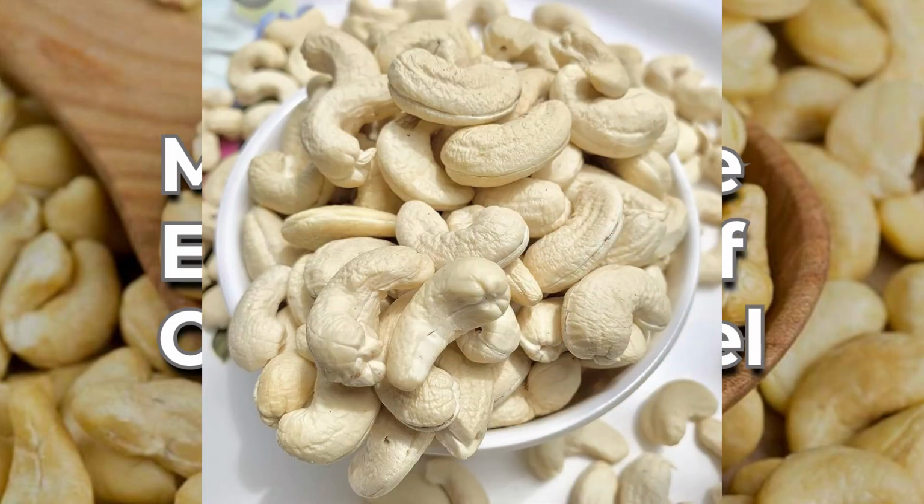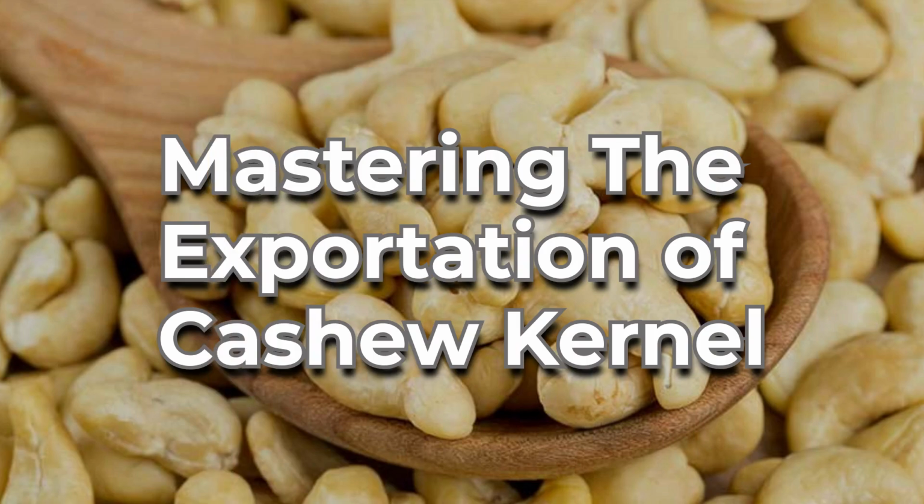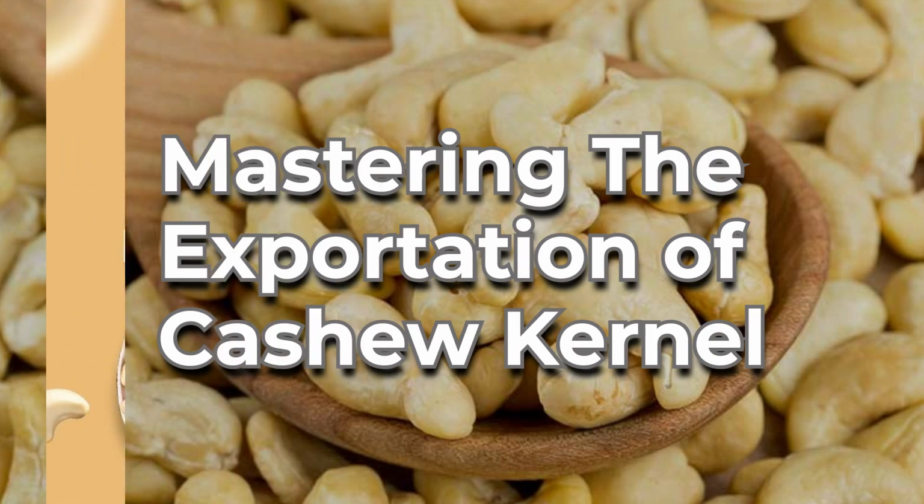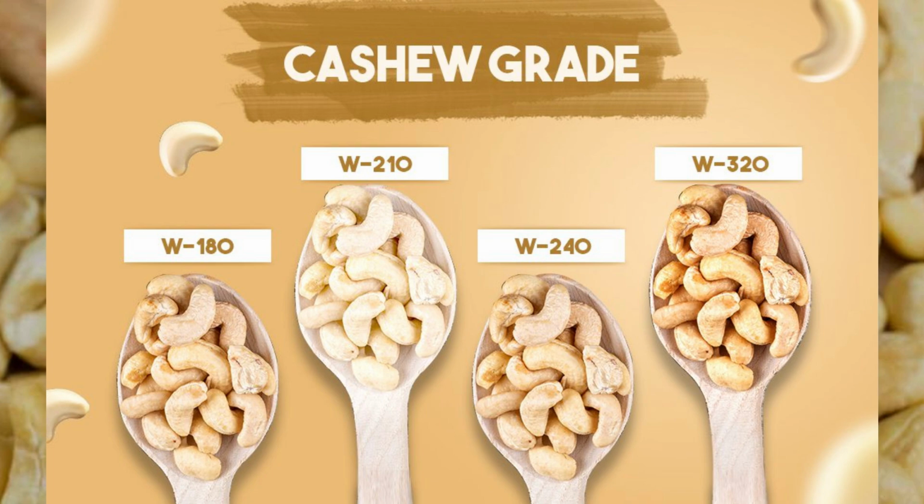White kernel, characterized by their pale ivory yellow uniform appearance. They are often preferred for their aesthetic appeal and used in premium confectioneries. So when you see W, it means white. When you see S, it means scorched. You see D, it means dessert.